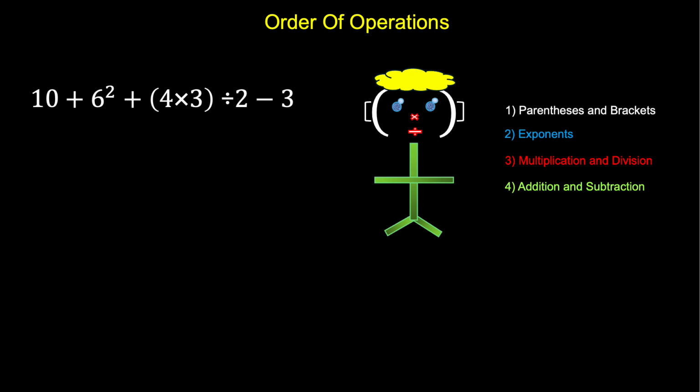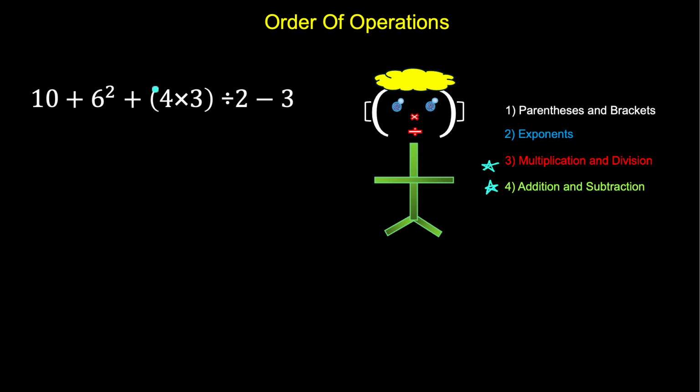Note that multiplication and division have the same priority in the order of operations. So if we have both in an expression, we need to operate from left to right, just like reading a book. And the same applies for addition and subtraction. They have equal priority, so I put a star beside them to remember.